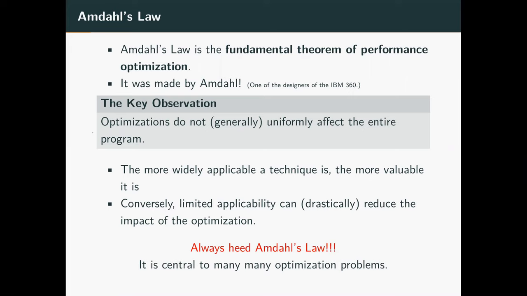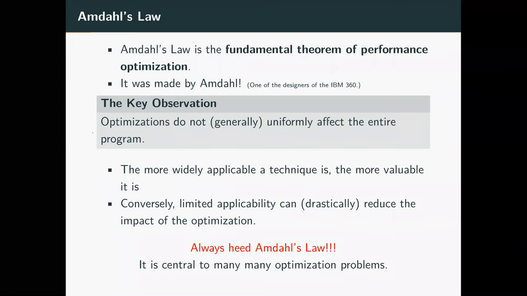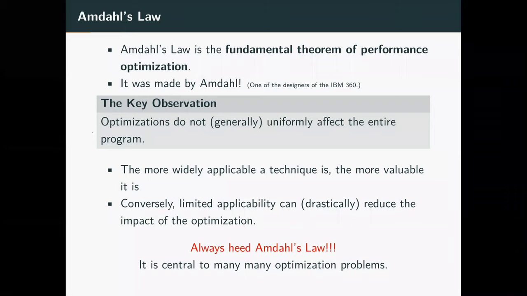We'll get to this a little bit later, but another inference that we can make is that we should start with the big rocks first, right? We should start with the stuff that has the most widely applicable optimization. And then if that's not enough, we can continue finding more optimizations to make.